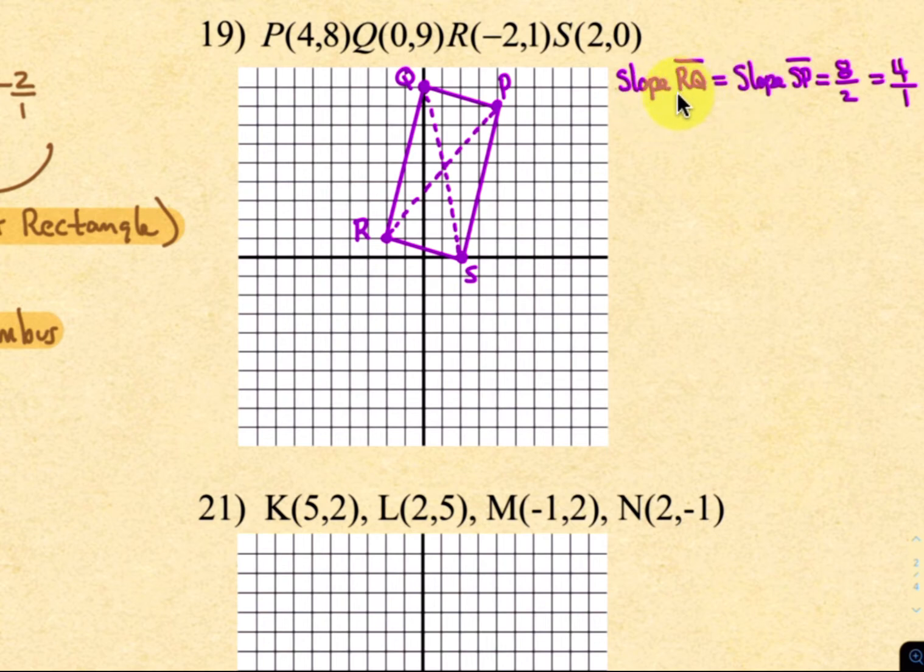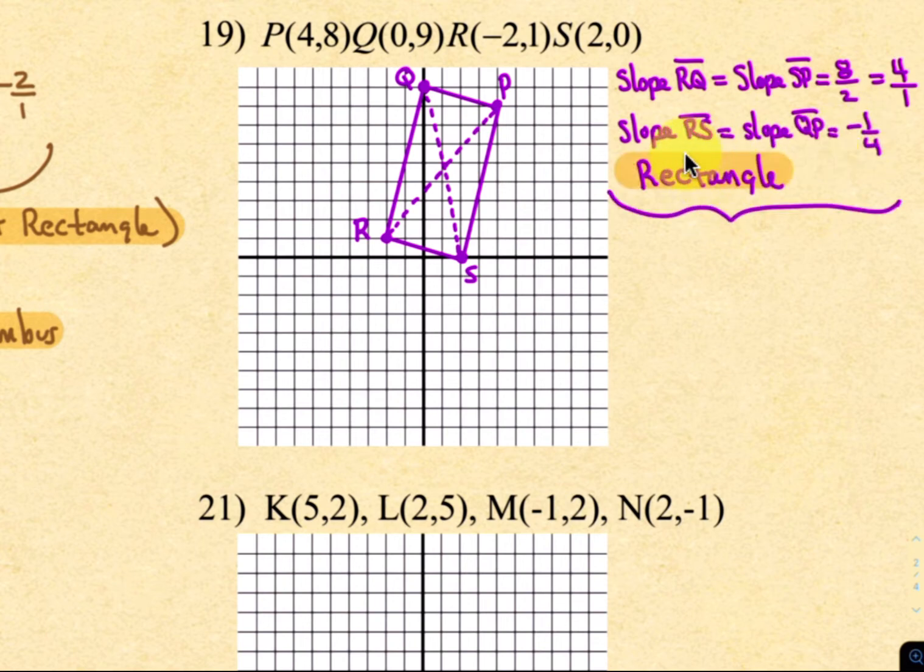We'd have to show the slope of RQ would be the same as the slope of SP, and they are the same, and it's 8/2, which is 4/1. Also, we need to show that the slope of RS is the same as the slope of QP, and they are the same. It's -1/4. This is enough to prove that this is a rectangle because we do have 4/1 and -1/4, which are opposite reciprocals. So this is a rectangle.